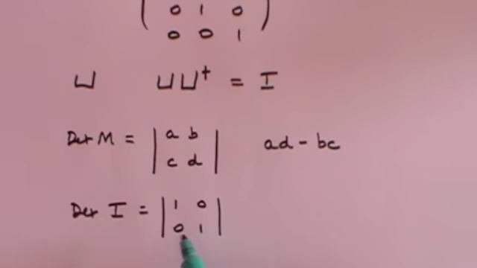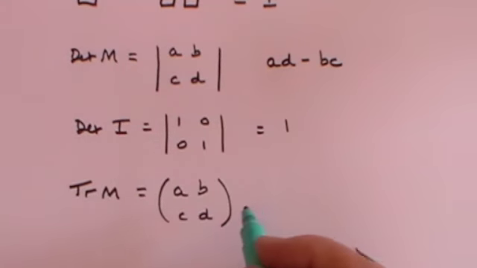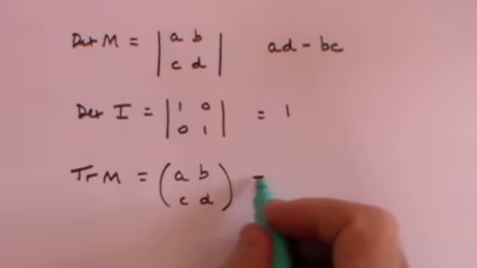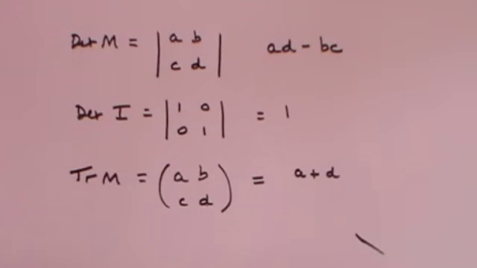Now I need to introduce you to the trace of a matrix. If the matrix is A, B, C, D, then the trace of a matrix couldn't be easier. It's just the sum of the elements on the main diagonal. So in this case it will be A plus D. If it were a 3 by 3 matrix, you just add all the numbers on the main diagonal, and that is called the trace.